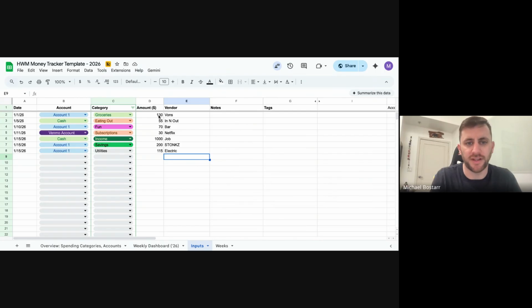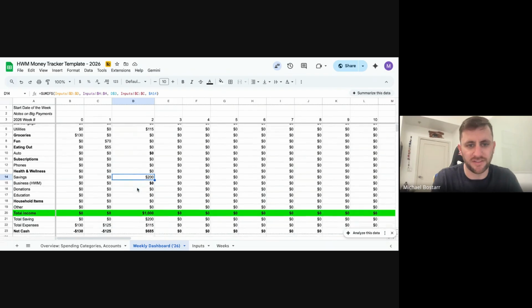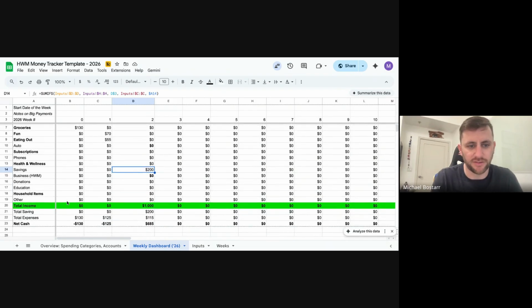So if you look here, we got different amounts in different things, right? So I got savings, utilities, income, subscriptions, groceries, eating out, all over these different weeks. And so it populates here to show you where all these things go, right? So I got my income. Income came in week 2. I threw $200 in savings, right? And then it's going to calculate your total for every single week, saying, okay, there wasn't any income this week. We spent $130, $125 from fun and eating out. So our net cash for these 2 weeks is minus 130, minus 125.